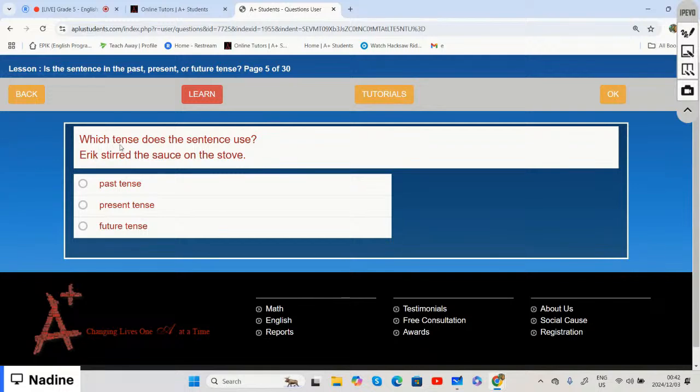Then the next one says Eric stirred the sauce on the stove. Eric stirred, so stirred, that ends with an ed, stirred the sauce on the stove. Is that in the past tense, present tense, or future tense? Stirred.